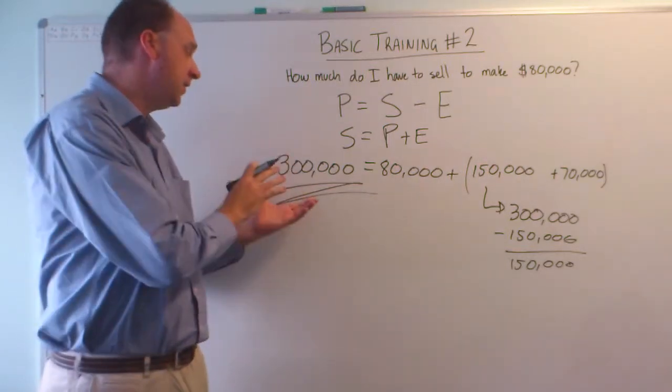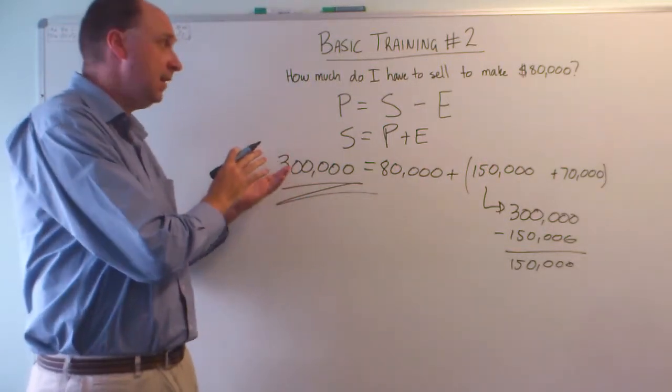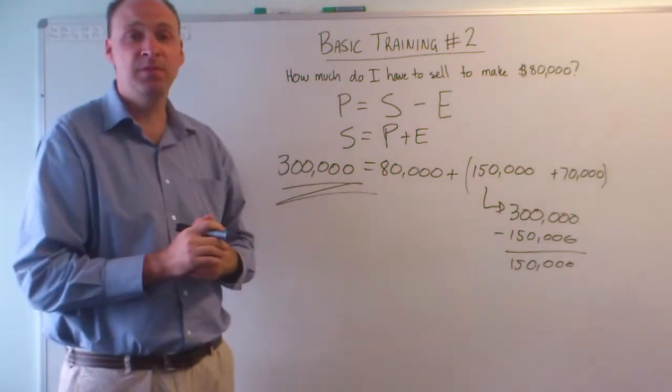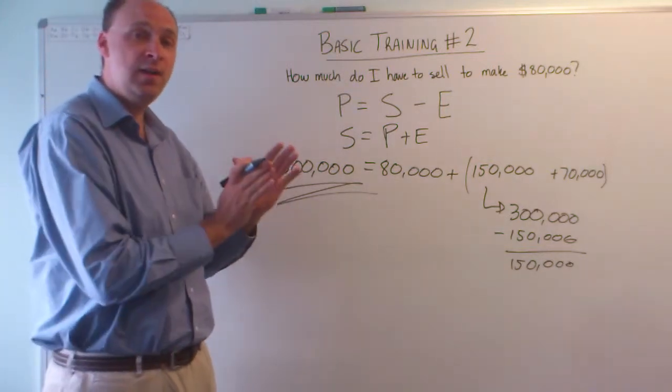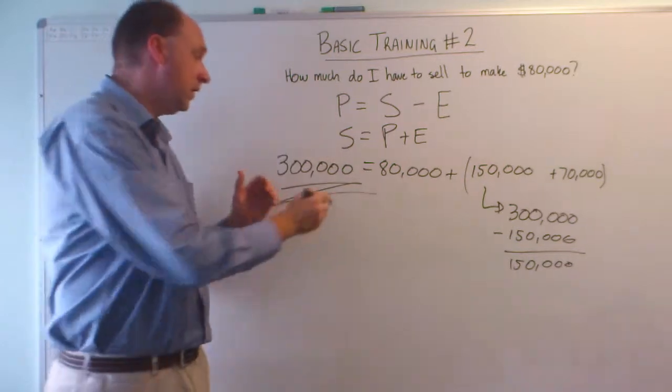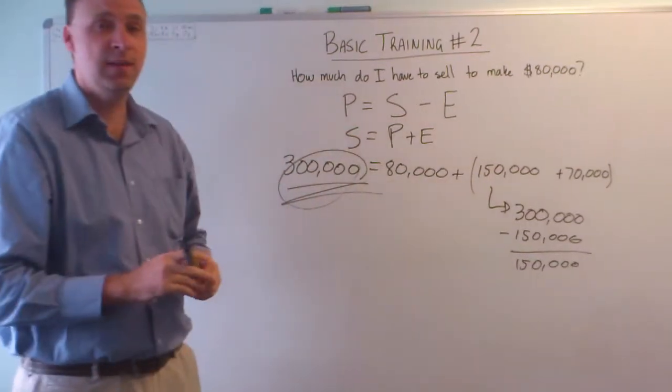And now that we've got this $300,000, in basic training number 3, we'll then work out our strategy of how we're going to achieve that $300,000.